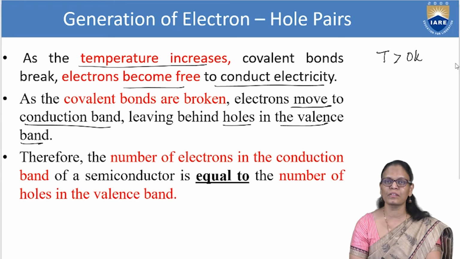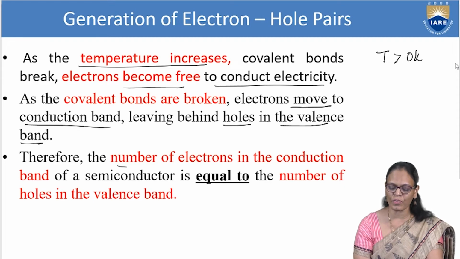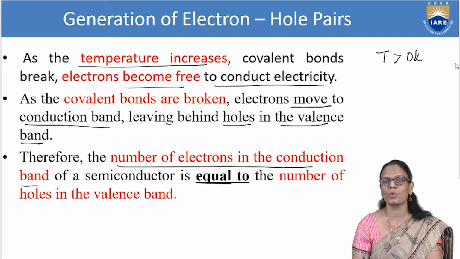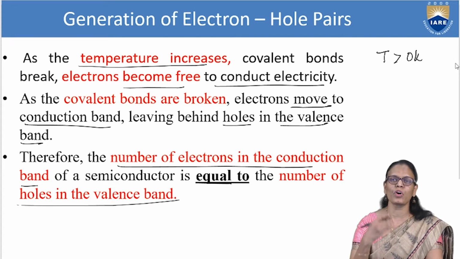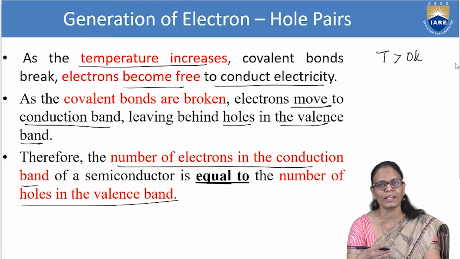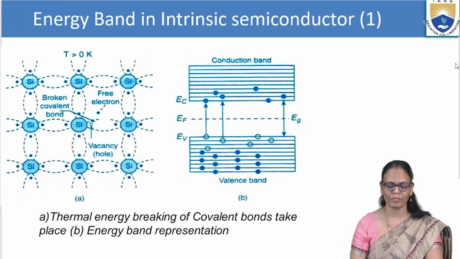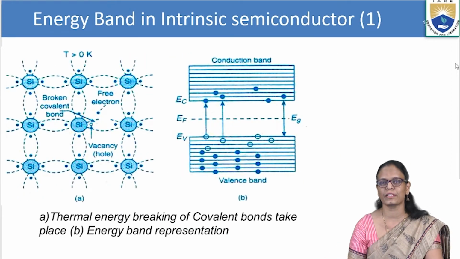And what we observe here is that the number of electrons in the conduction band is always equal to the number of holes in the valence band. So suppose 4 electrons have moved from the valence band to the conduction band, then there will be 4 holes in the valence band. So this is the diagrammatical representation.